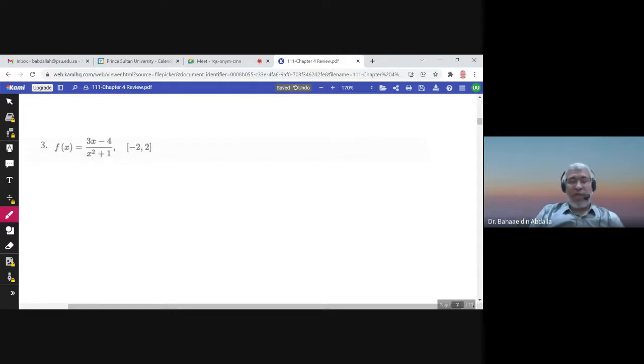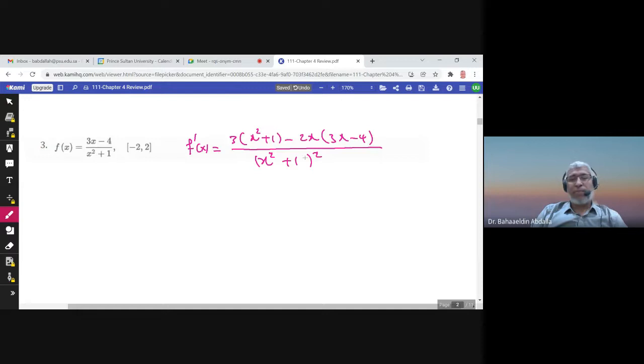Same question, but with another function. Here to find f prime, I will use the quotient formula or the quotient rule. Derivative of the numerator is 3. Derivative of the denominator is 2x. I have to expand 3x squared. There is no common factor to take. Minus 6x squared minus 2x times minus 4 is 8x.